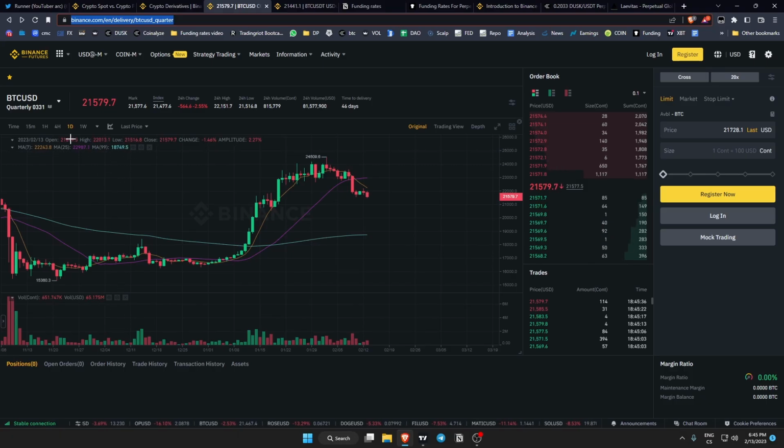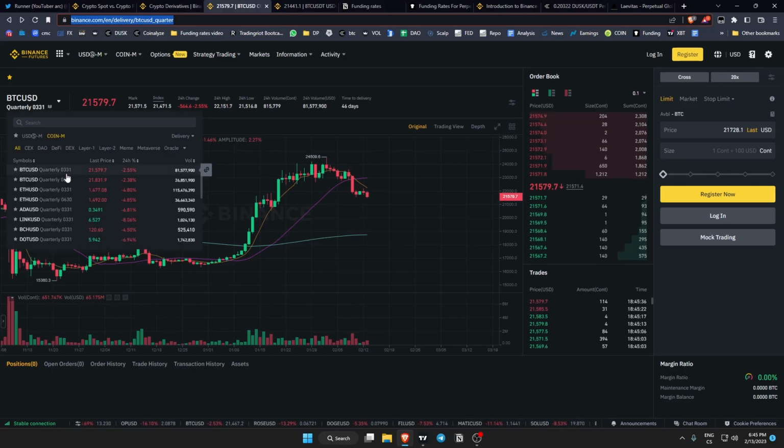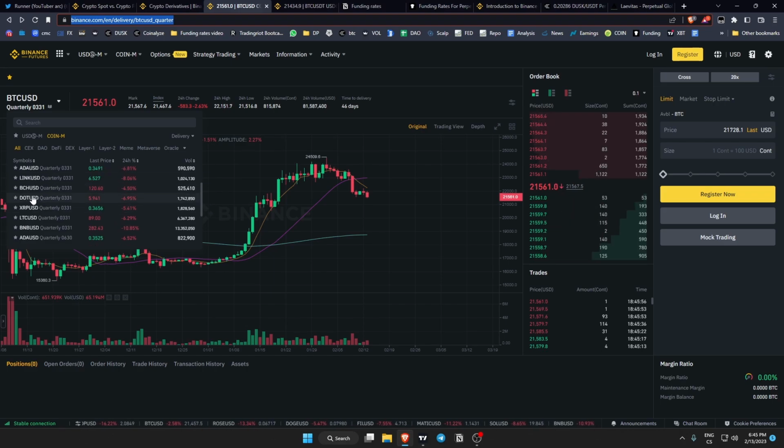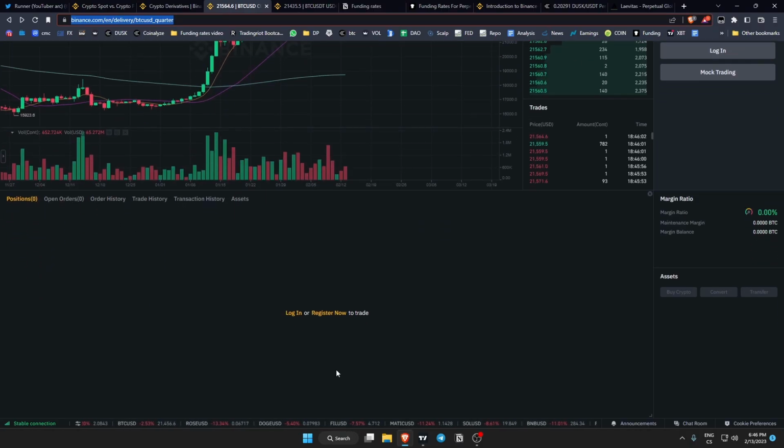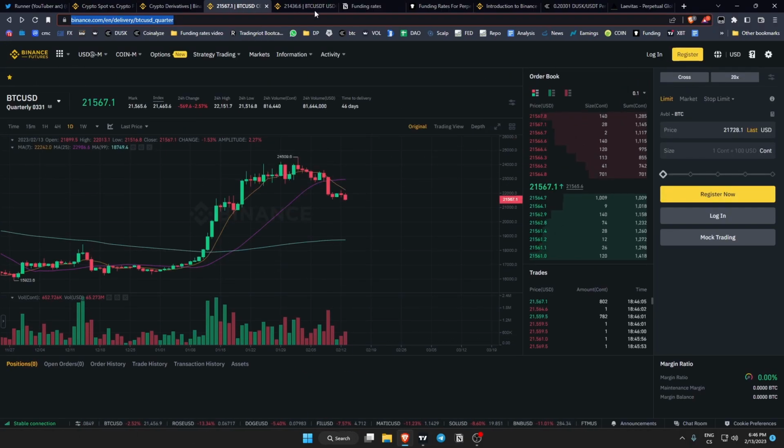As a matter of fact, on Binance alone, there's like 7 or 8 coins that have them, and they're all majors. So there's like Bitcoin, ETH, Cardano, Chainlink, for some reason Polkadot, Ripple. You get the point. There's not many. So now let's move to perpetual futures.